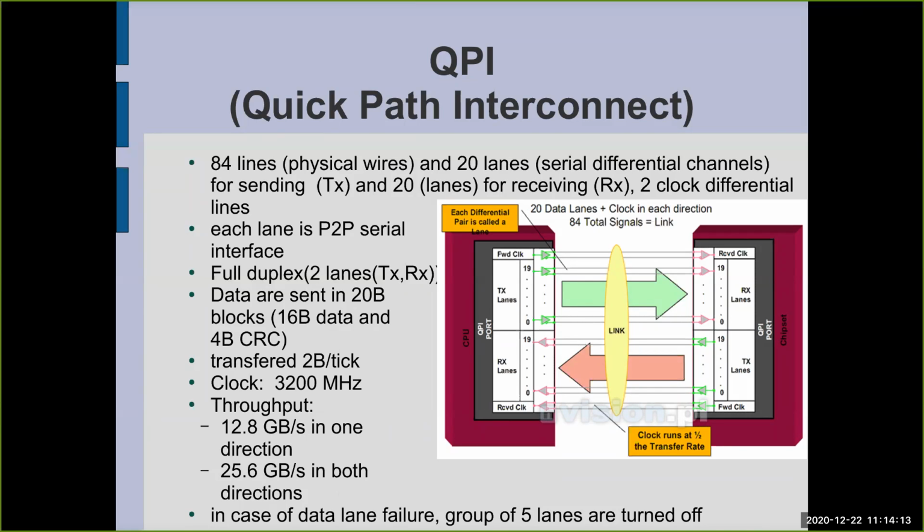What's more, if something happens with the lanes, so a single lane is broken, our system is able to operate. Only a group of 5 lanes is turned off.